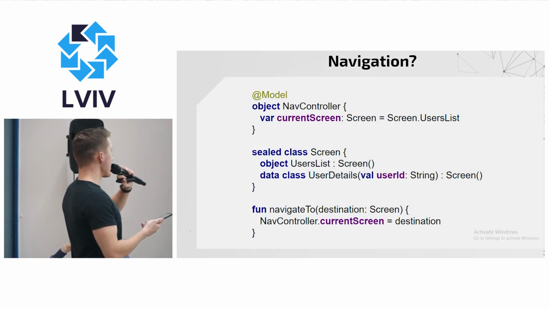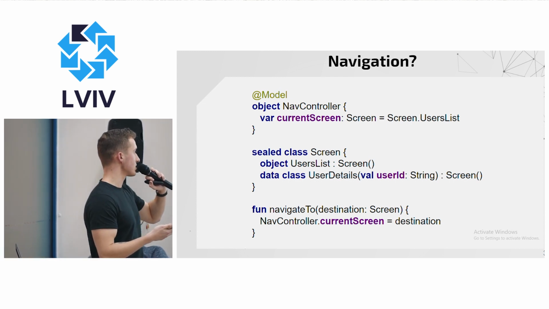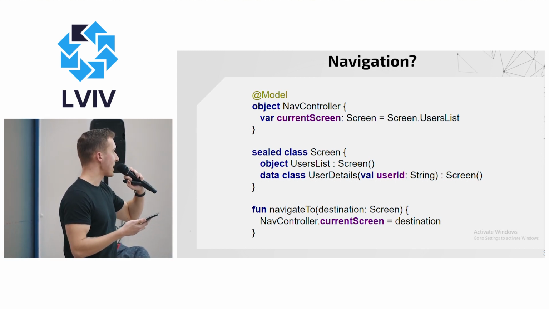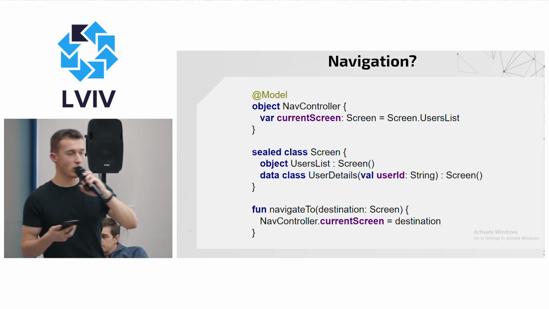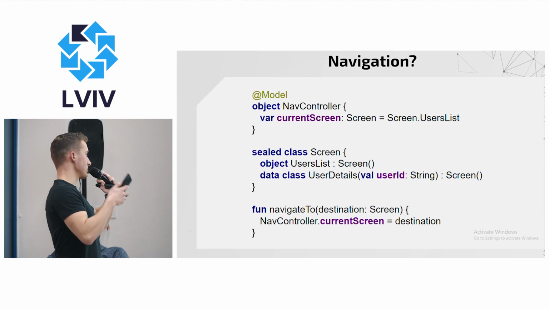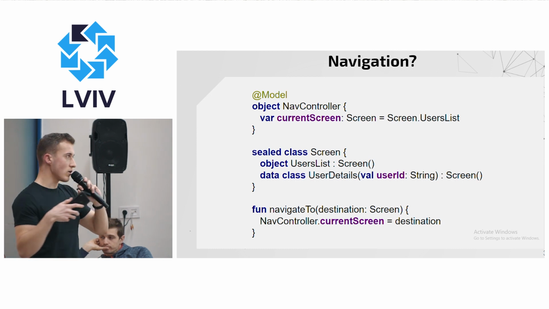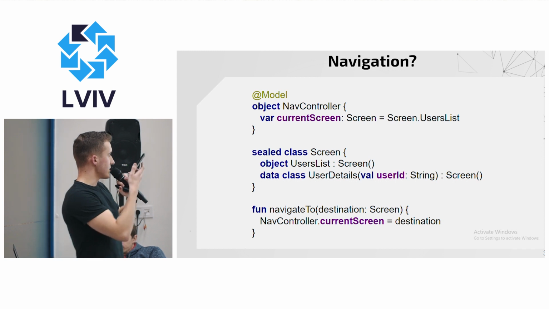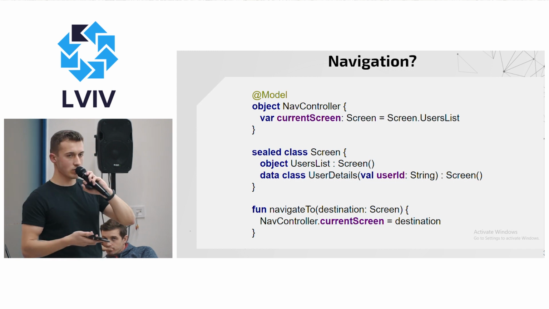Okay, let's see. We can create an object NavController with one current screen property, a mutable property, and annotate it as model. So it will observe its changes and update the UI. And it will update all the UIs that depend on current screen. And if we depend in the root of our UI on this current screen, it will change our UI. So we see the screens, we have user list and user details, yeah? And the function navigateTo, just to simplify everything.